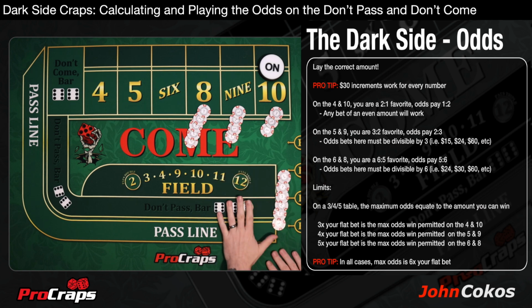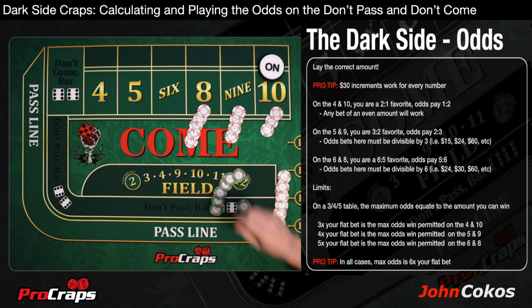Max odds on the don't pass are easy to play. They're a little bit more difficult to think through, okay? So the max odds here are simple. If you're at a $25 table, it doesn't matter what the table is, the max odds are always going to be 1, 2, 3, 4, 5, 6 times your flat bet, always. That's max odds as a lay bet on your don't pass. It's 6 times your flat bet.